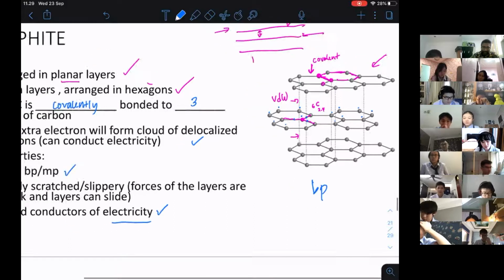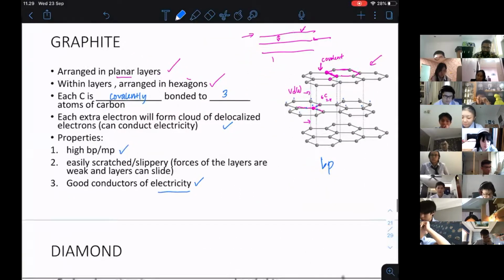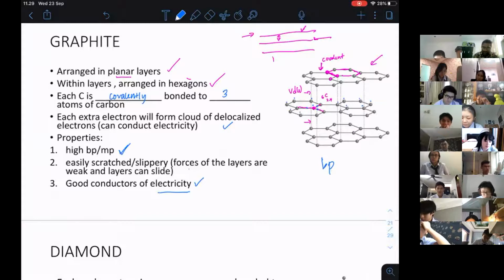So that is high boiling point and melting point. Now, easily scratched or slippery: why? Because of weak van der Waals forces. These van der Waals forces can be broken easily compared to the covalent forces of attraction, so the layers can slide on top of each other. This also gives rise to graphite's softness.